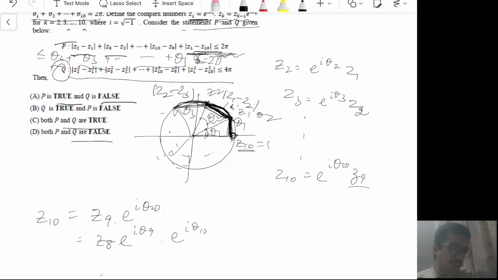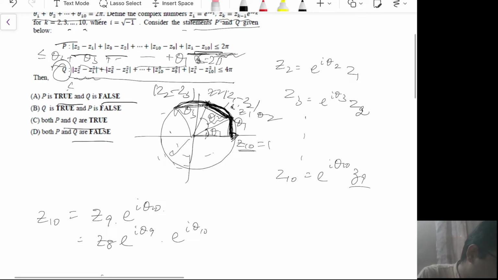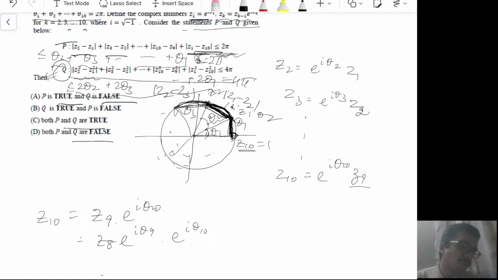Essentially, now the mod of z2 square minus z1 square is less than or equal to twice theta 2, next you have twice theta 3, and so on, and then you have twice theta 1. So this is actually equal to 4 pi. So Q states that the sum of differences of squares is upper bounded by 4 pi, but that is also true, right? So both P and Q are true. C is the right option.